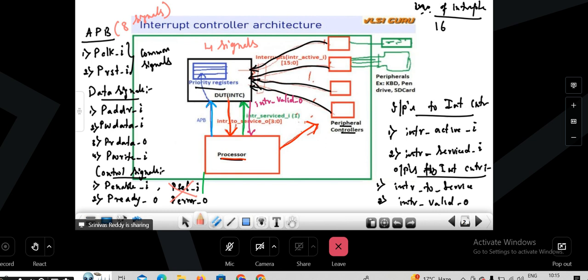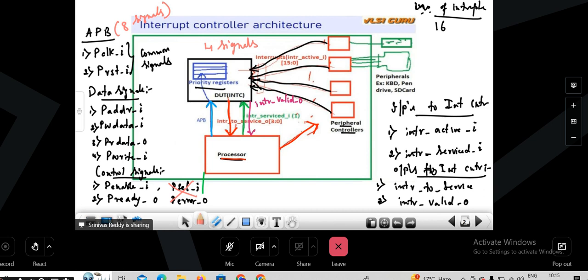These are the common signals. And what are the data signals? These are the data signals. Then what are the control signals? These are the control signals. Did you understand? Now next, what do I need to do?